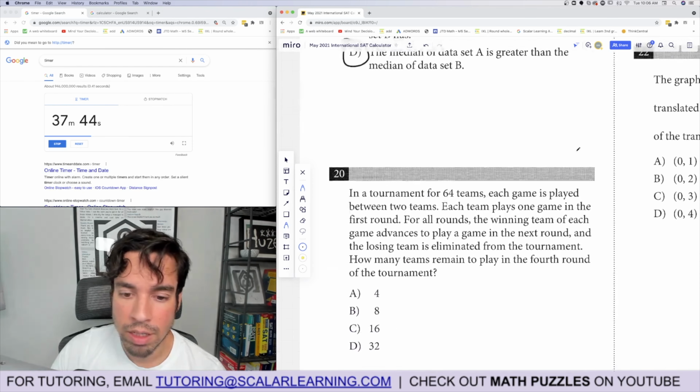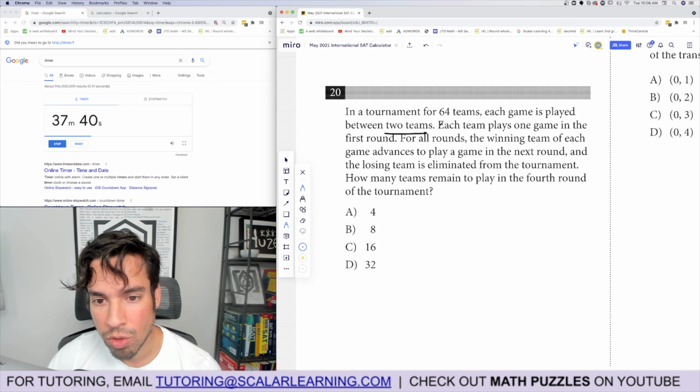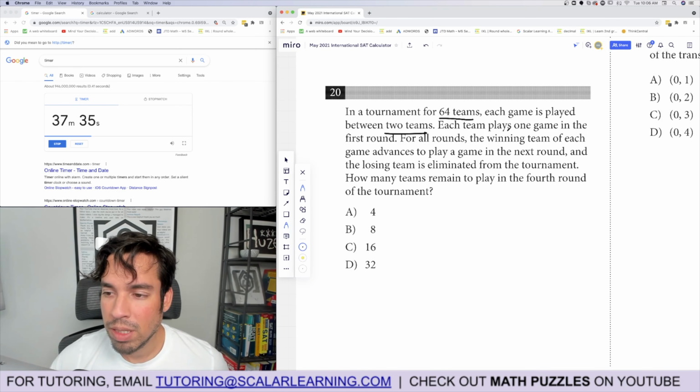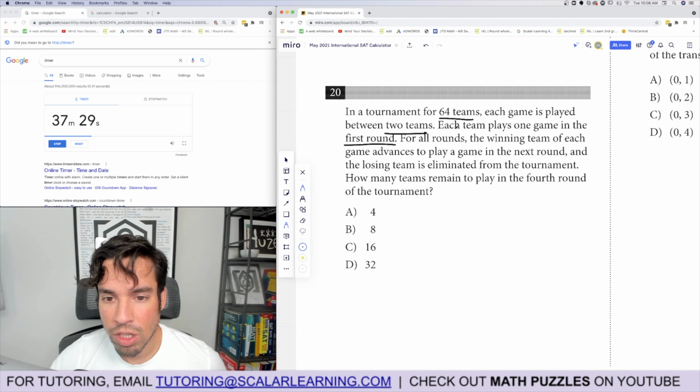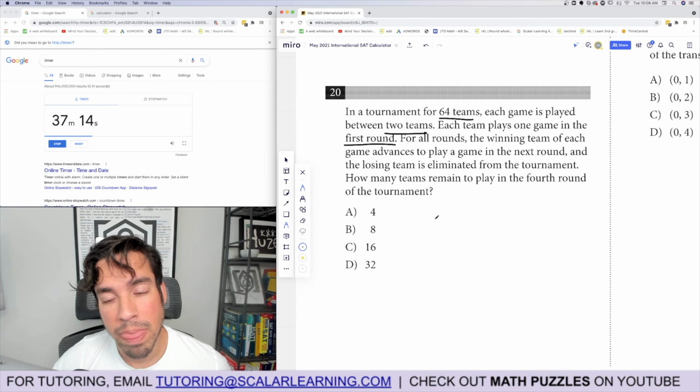Okay, 20. In a tournament for 64 teams, each game is played between 2 teams. Each team plays 1 game in the first round. Hold on. I'm trying to make... Okay. For all rounds, the winning team of each game advances to play in the next round.